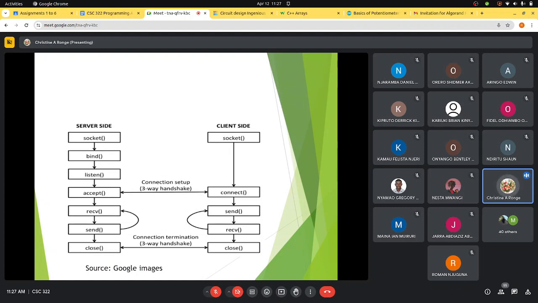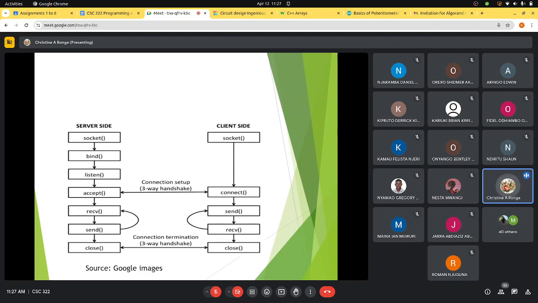So when a server has created a socket, they must bind that address to that socket. So if it's a web server, it will bind port number 80 to its socket. So that's the reason for that bind command. So by the time we have socket and bind, the socket has an address.